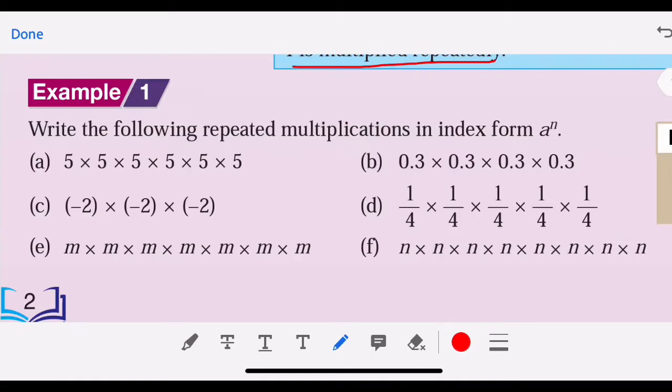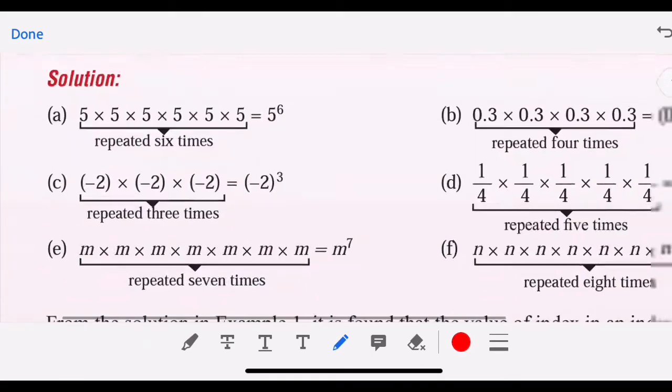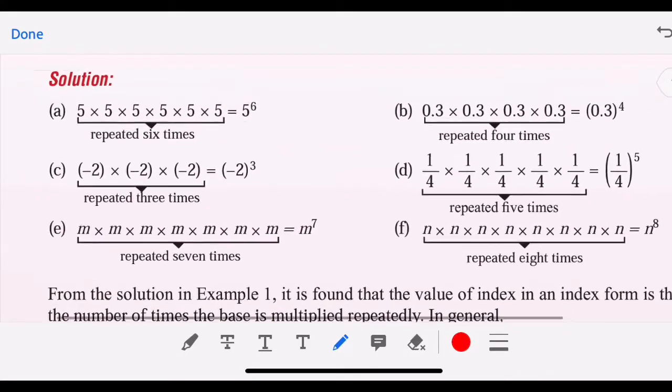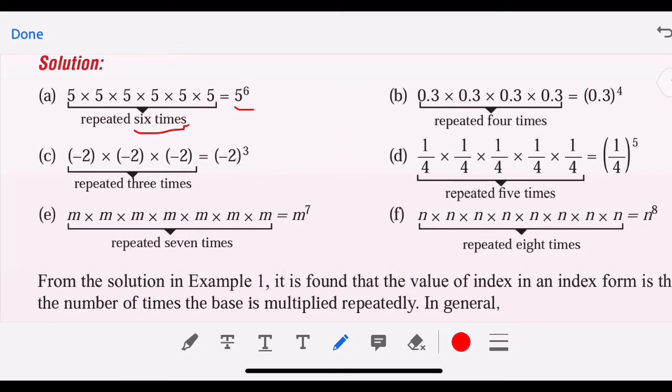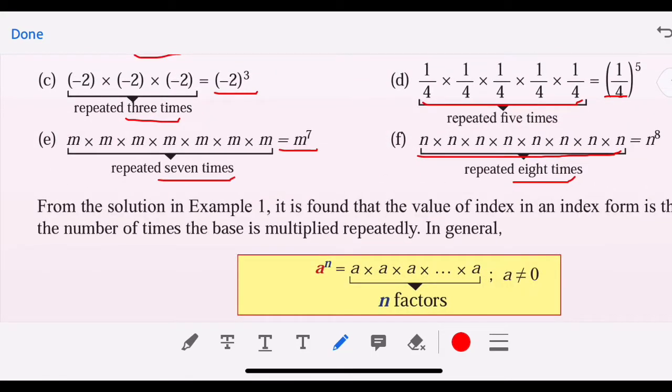Right? Okay, so let's see this one. If 5 is repeated 6 times, we will write 5 power 6. Repeated 3 times, we will write negative 2 is the base, power 3. If m is repeated 7 times, we will write m power 7. Same thing here, if repeated 4 times, we will write 0.3 power 4. This one is 1 over 4 to the power of 5. And n is repeated 8 times, so it's n power 8.